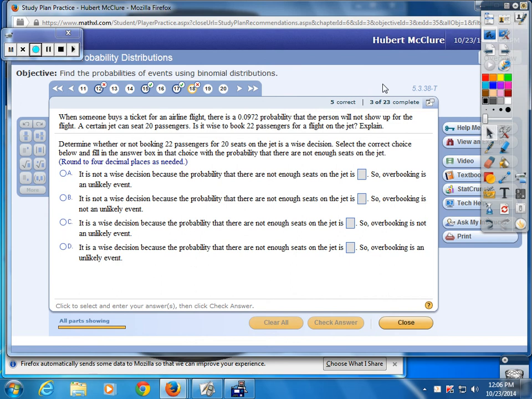That is a waste of money. A certain jet can seat 20 passengers. Is it wise to book 22 passengers on a flight on the jet? All right, so I'm going to let y'all work on that. That is a test question, because you really have to think.